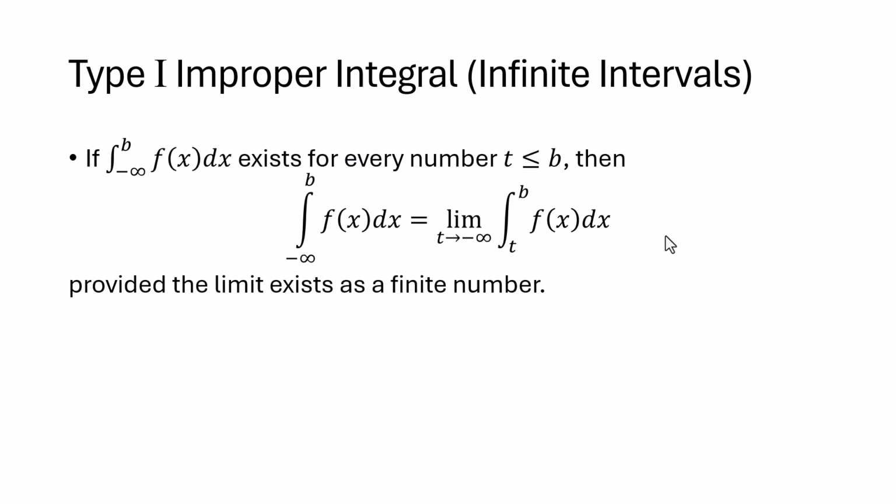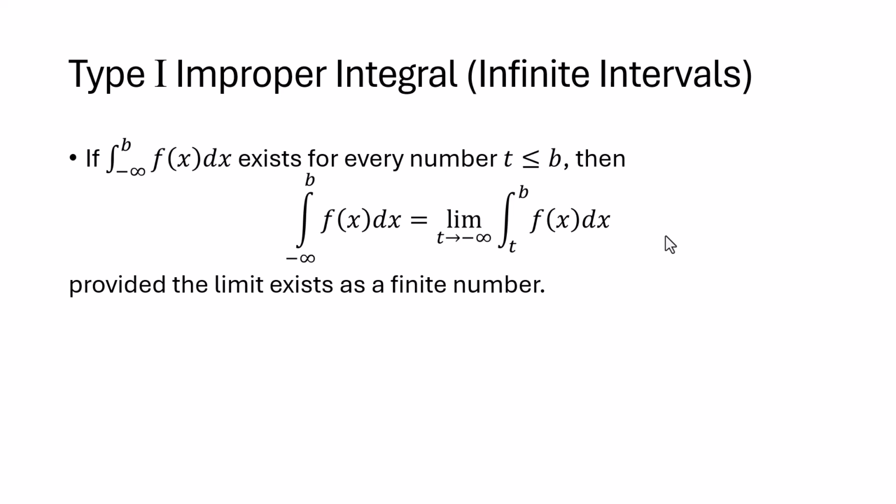A similar definition applies when we have negative infinity as our lower endpoint on our definite integral. If the improper integral from negative infinity to b of f of x dx exists for every number t that happens to be less than or equal to b, then the improper integral from negative infinity to b of f of x dx is equal to the limit as t approaches negative infinity of the integral from t to b of f of x dx, again, provided the limit exists as a finite number.